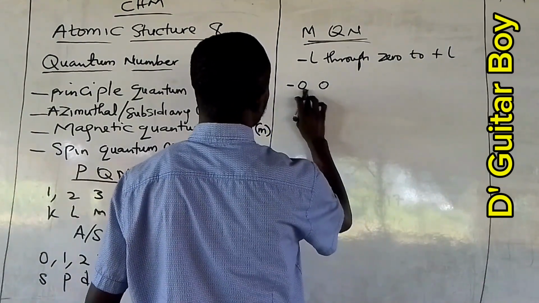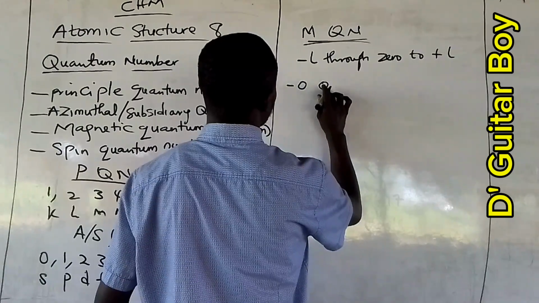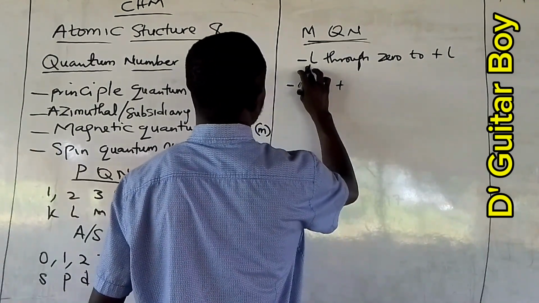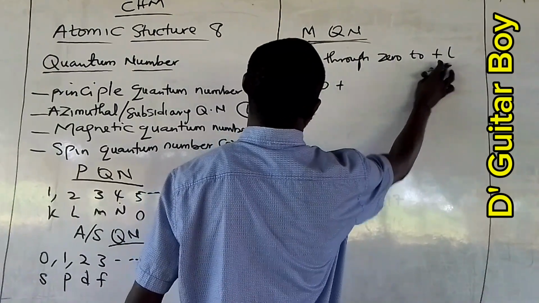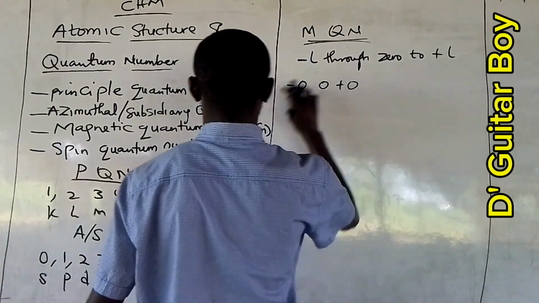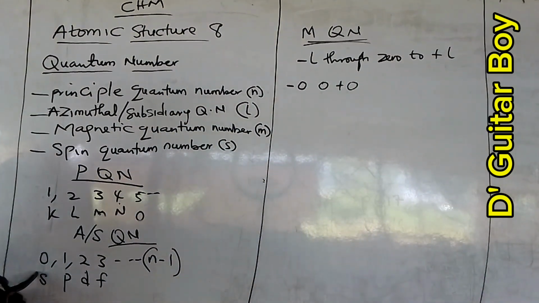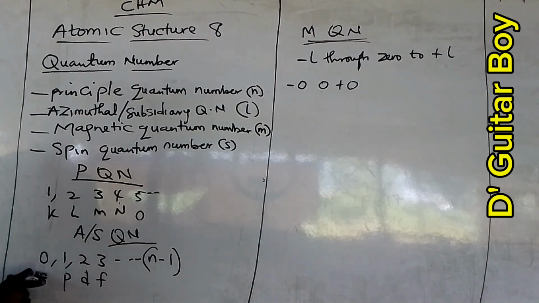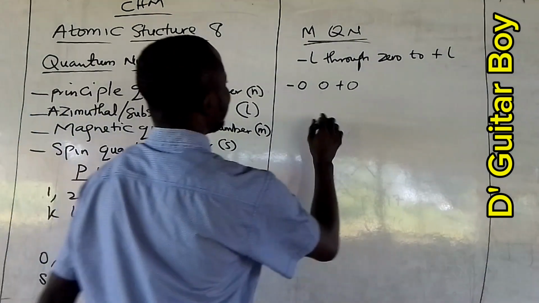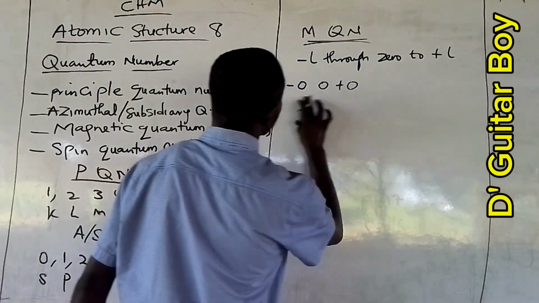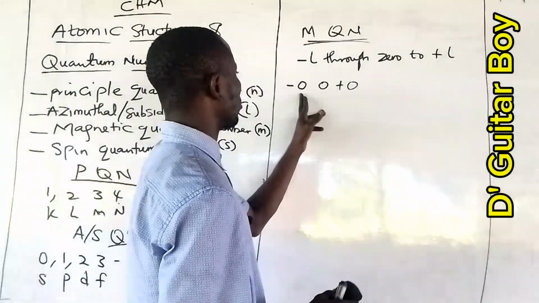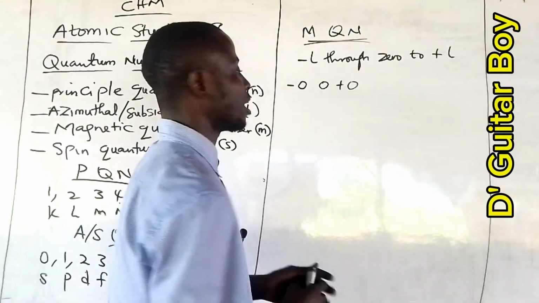After -0, what's the next number? It is 0. After 0, what's the next number? +0, because they say -L through 0 to +L. It will now be +0, because L, the azimuthal quantum number, is 0. So in this case, if you check all the values here, -0, 0, and +0, they are all the same.